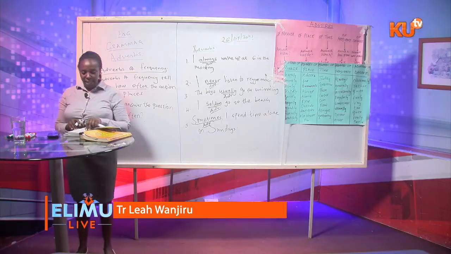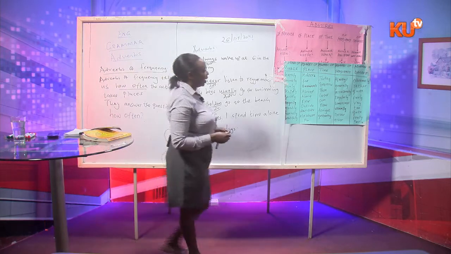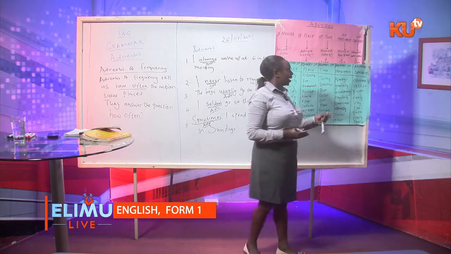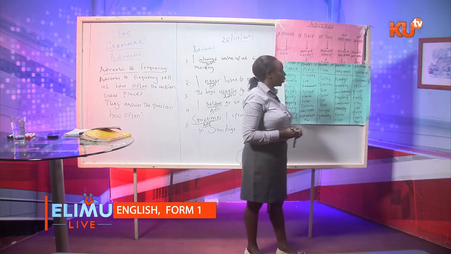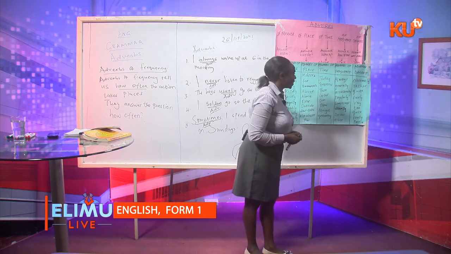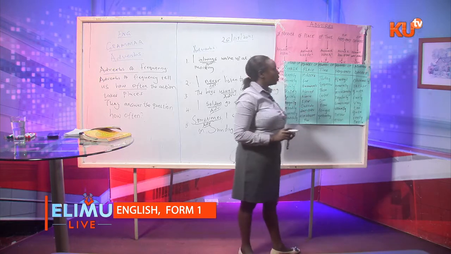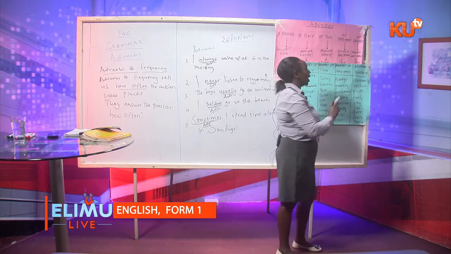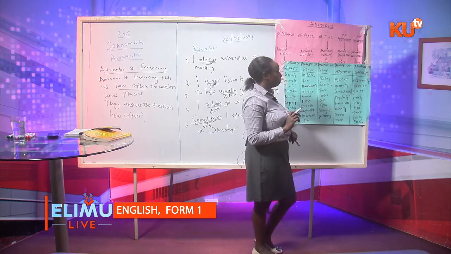Before we go to that, on the chart, I want you, from wherever you are watching, kindly make use of these examples by constructing your own examples, your own sentences. We have the adverbs of frequency, and we have said that they answer the question, how often an action takes place.